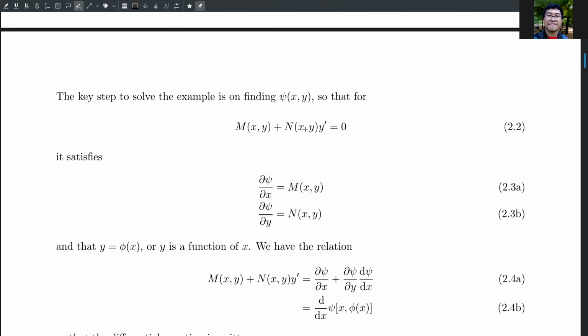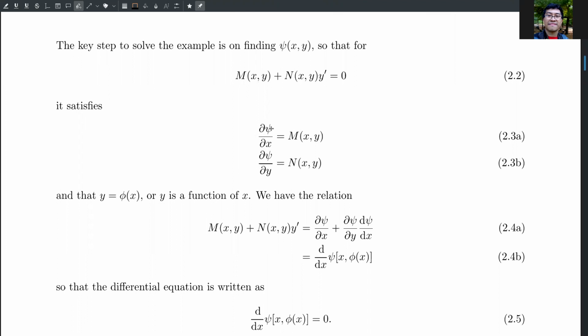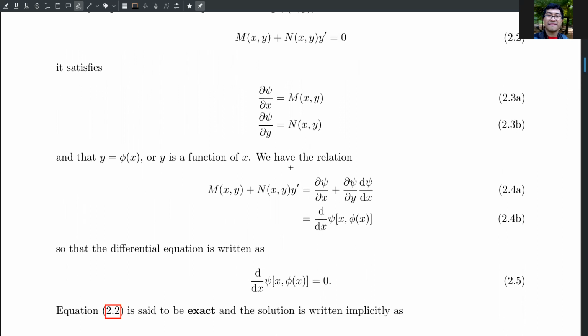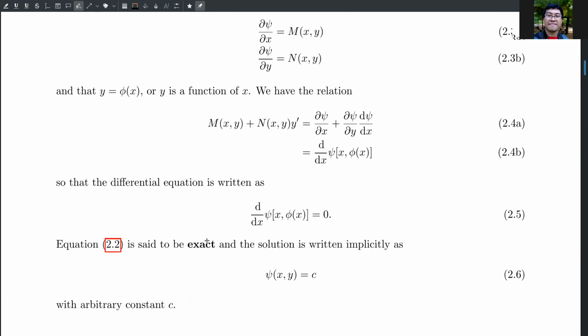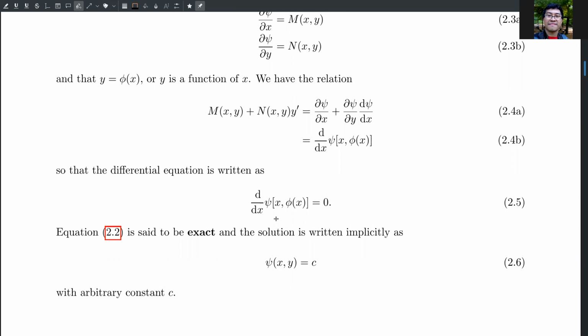Okay, the key step to solve that example is on finding that function psi, so that if you have functions m and n, it satisfies partial derivative of psi with respect to x equals m, partial derivative of psi with respect to y equals n. And for y a function of x, we have this expression given by d by dx of psi. And this differential equation can be written as derivative with respect to x of psi. So we can solve psi exactly. And this equation written like this is said to be exact.